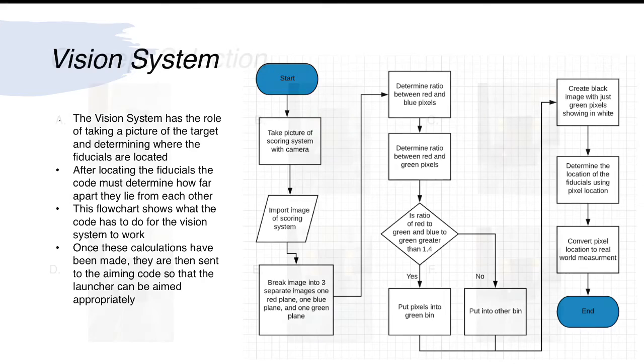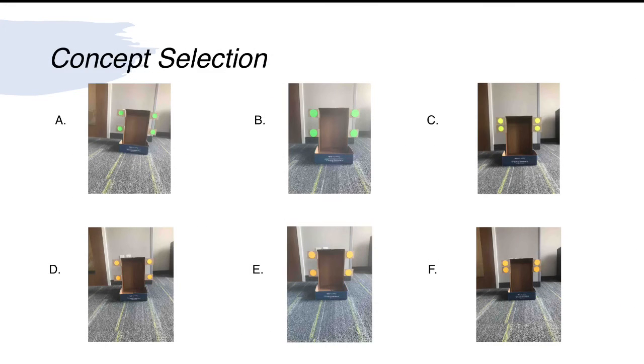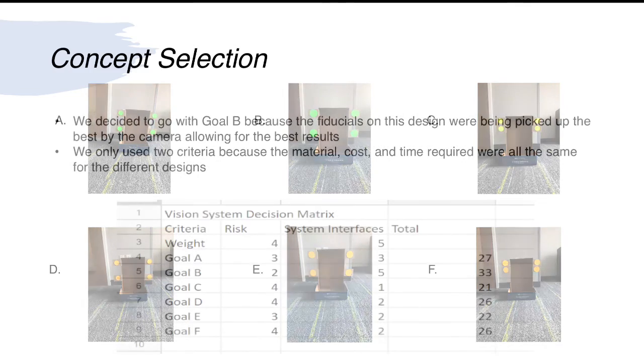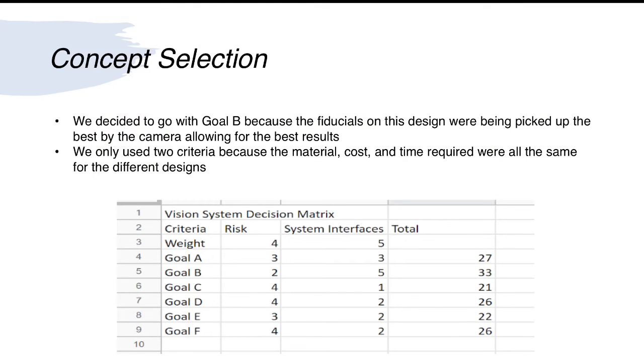For the next slide, for the concept selection, I gave the 6 different options labeled A, B, C, D, E, and F that my group decided on. And for the next concept selection slide, I showed the decision matrix and how we decided to go with goal B because the fiducials on this one were getting picked up the easiest by the camera, which gave us the highest probability of our code working out properly.